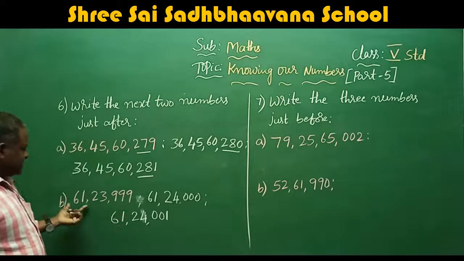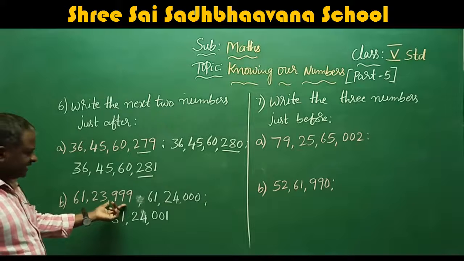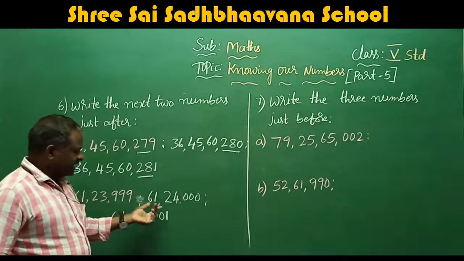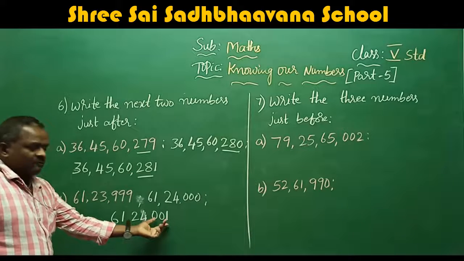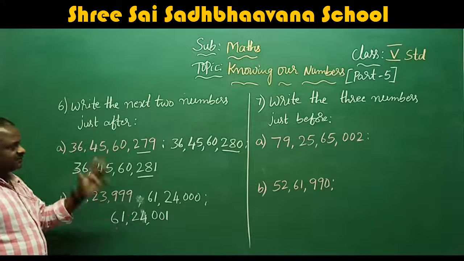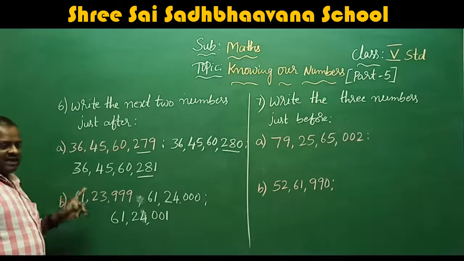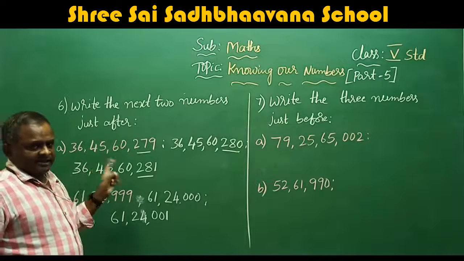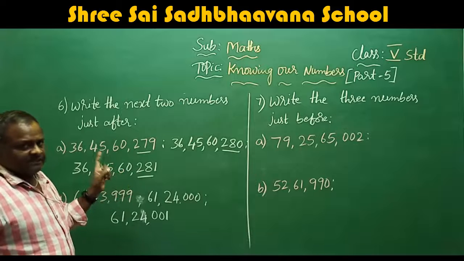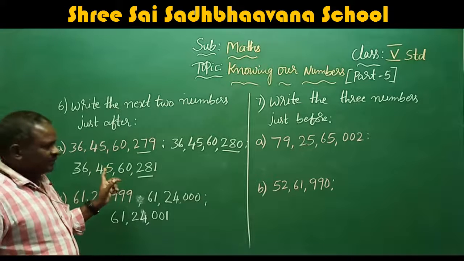24,001. This is the number 61,23,999. The next number is 61,24,000. Next, 61,24,001. So these are the two numbers after it. I have written only two. Another one is there, so you just do it at home as a practice problem.